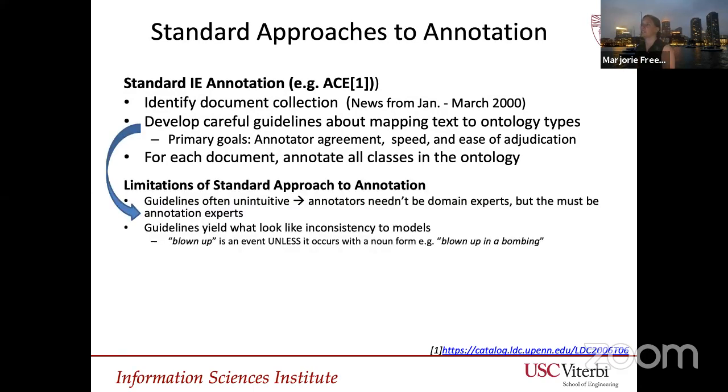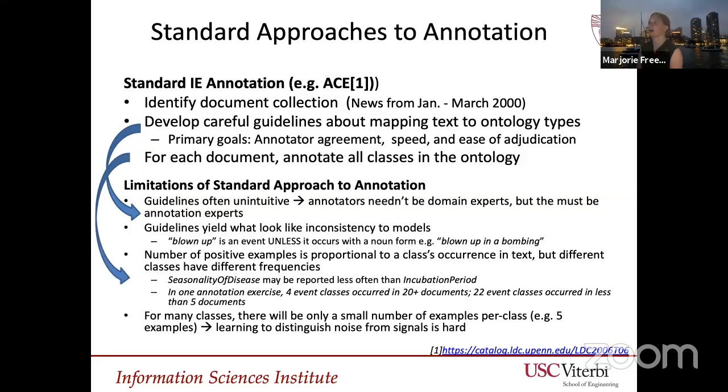And there are a couple of limitations with this approach. So the guidelines are often pretty unintuitive. And so the annotators needn't be experts in the domain they're annotating, but you have to train them a lot to make the types of decisions and distinctions that you're asking them to make. And then the guidelines end up yielding what look like inconsistencies, both to models and actually to downstream analytics. If you go back, you can trace through why this is the right answer, but it doesn't look like what you would think the right answer is.